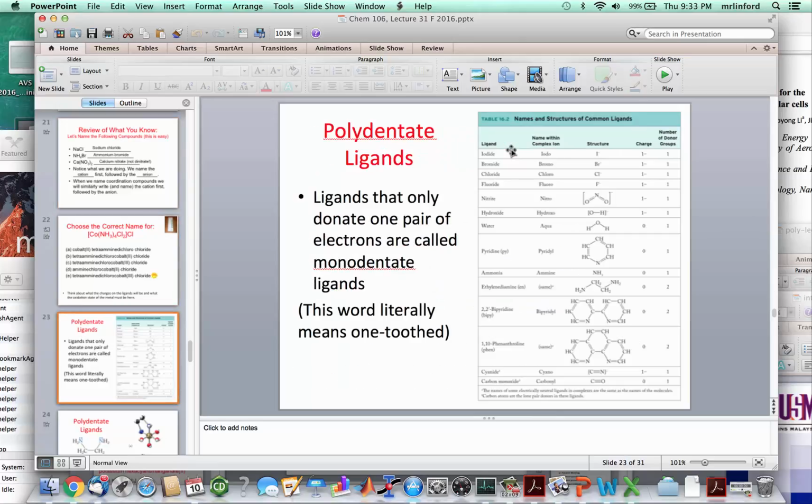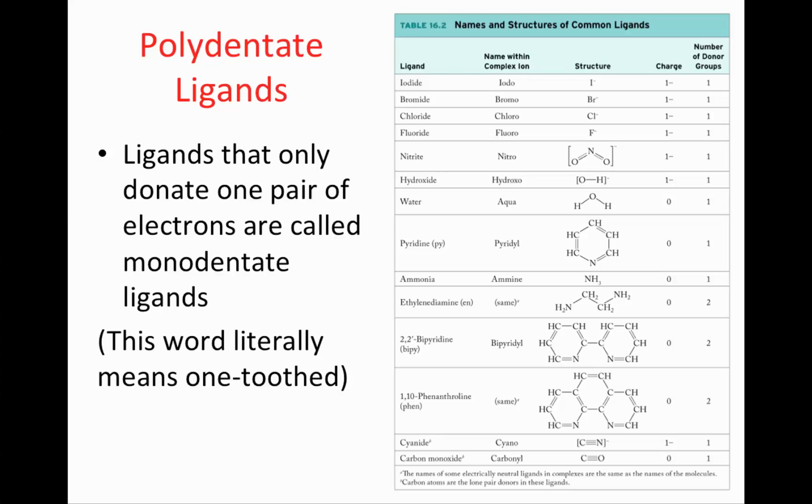And then we got to this slide right here, and this slide is on polydentate ligands. Ligands that only donate one pair of electrons are called monodentate ligands. The mono means one, and the dentate part means toothed. So we have a ligand with one tooth when it has one electron pair.